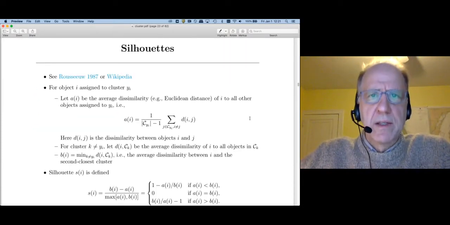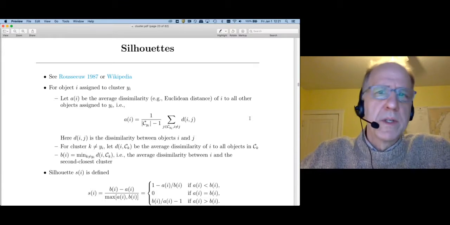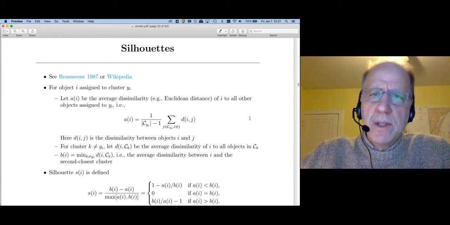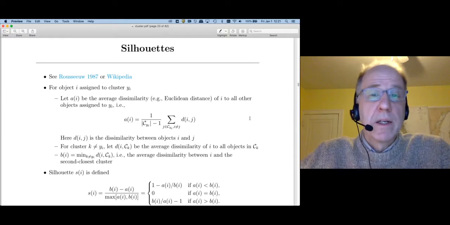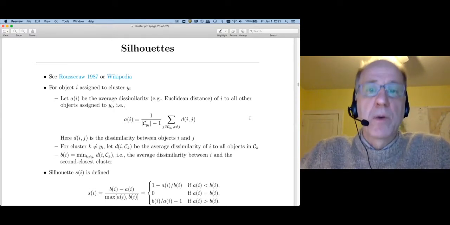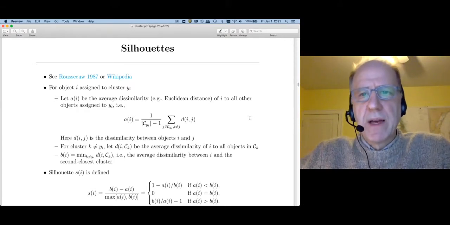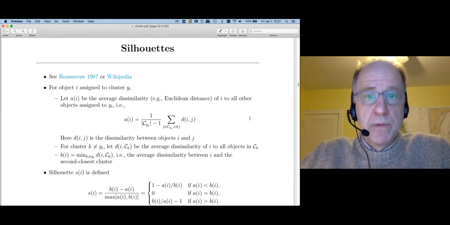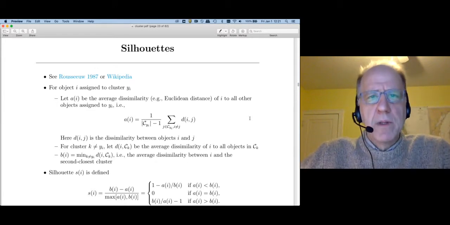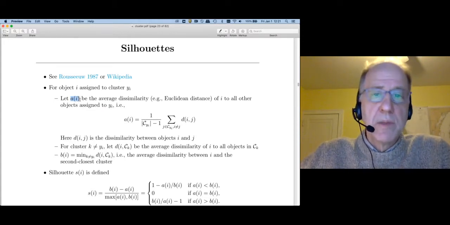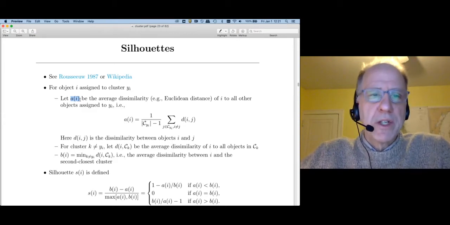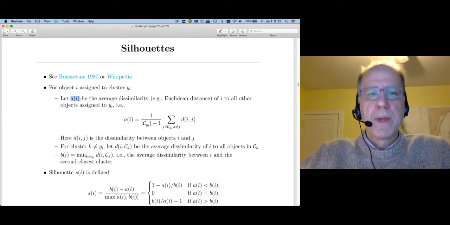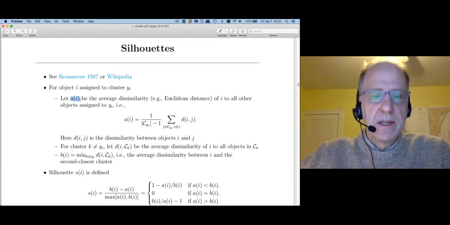Another statistic that's been proposed is called the silhouette statistic. The silhouette statistic has some benefits in that it can be used with other types of data, for example, categorical data. A big disadvantage is that it will not work with very large data sets. Let me summarize how this silhouette statistic works. So let A sub I be the average dissimilarity between some observation I and all other objects or units that get assigned to that cluster.